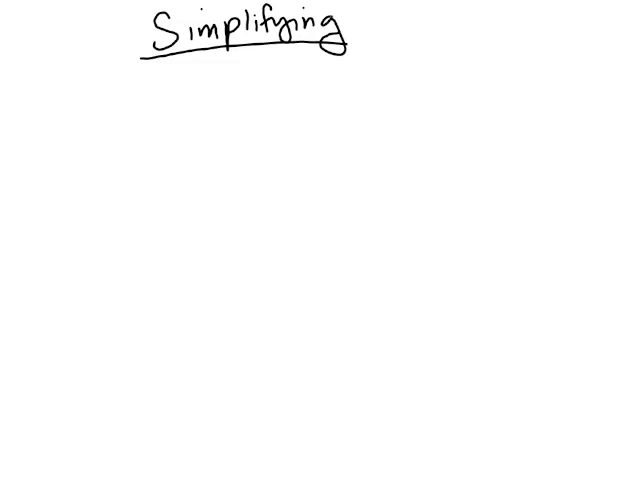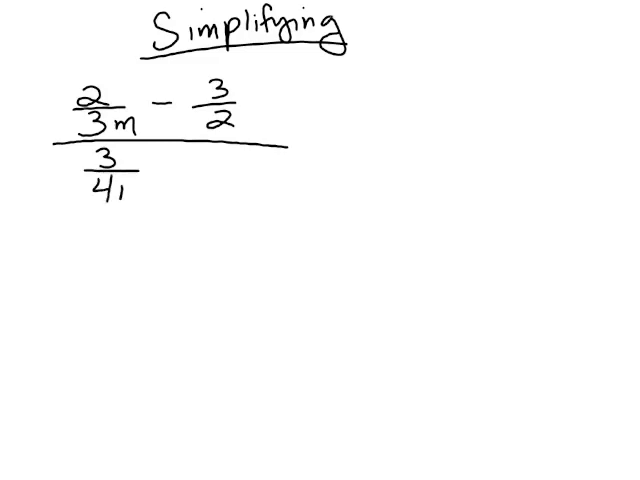Page 115 has 2 over 3m minus 3 over 2. Okay. Then that's all over 3 over 4m minus 1 over 3m squared. How should I approach this? I'm dividing a fraction. Okay, so there's a couple of different ways.